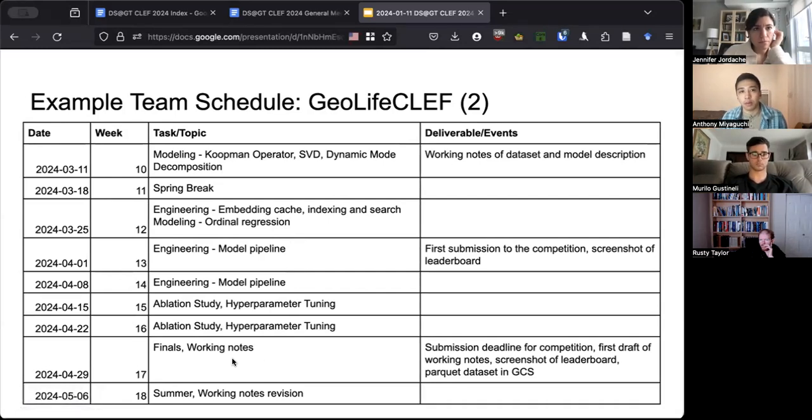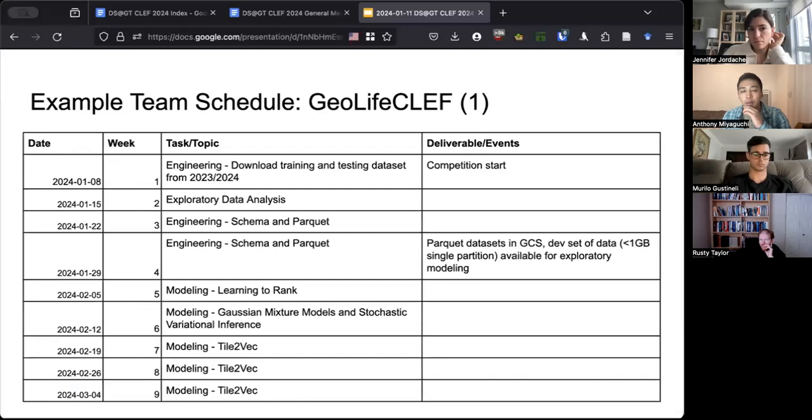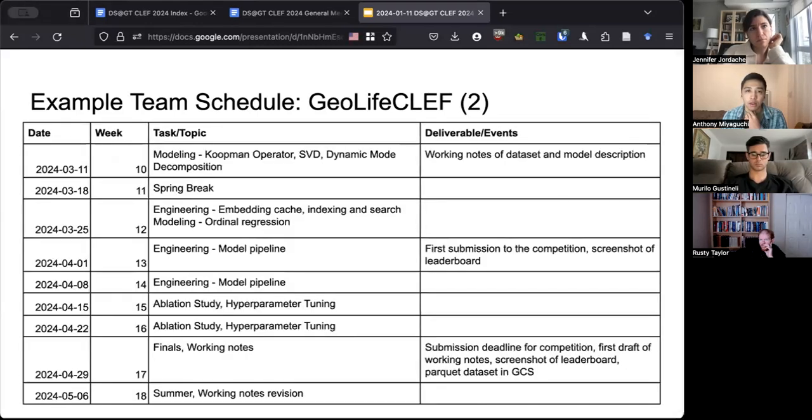So this is an example, like the team schedule. It's useful just to kind of plan out what's going to be done on a week-to-week basis. And this should hopefully give you an idea of the work that is going to be entailed in each of the teams if you're part of a team.